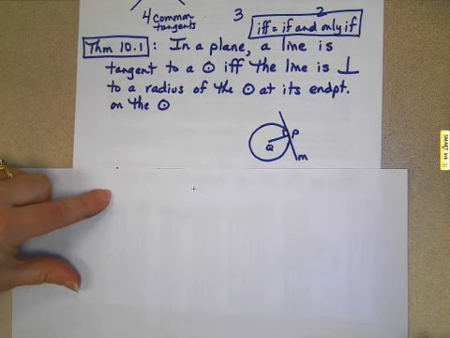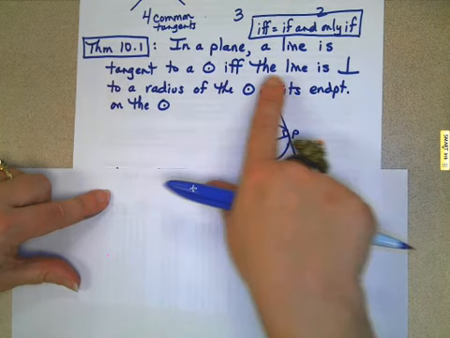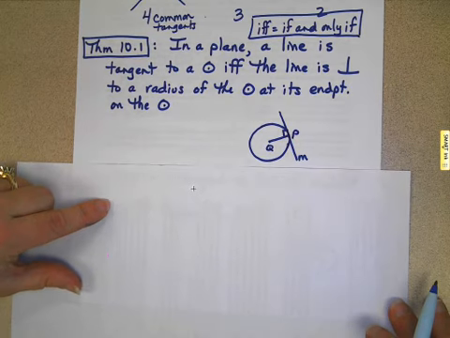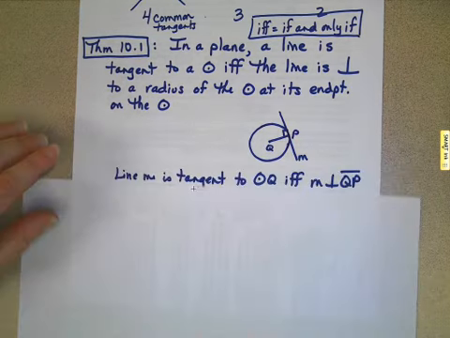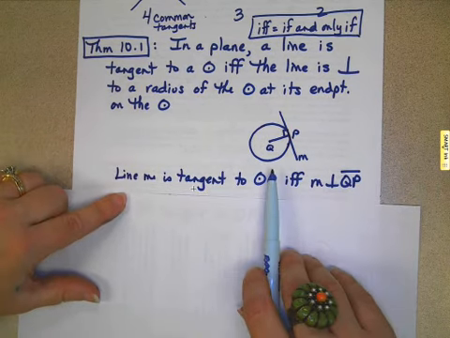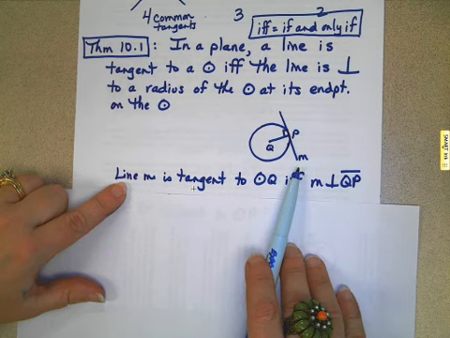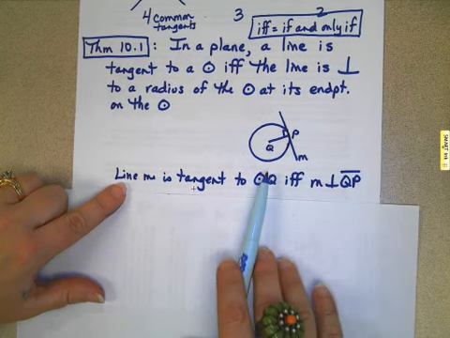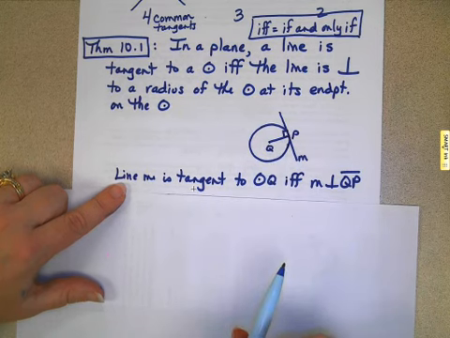In a plane, a line is tangent to a circle if and only if the line is perpendicular to a radius of the circle at its endpoint on the circle. So in this case, you could be given that line M is tangent, and if it's tangent, you know that this is a right angle here. Or you could prove, well, I can clearly see it's a radius, which, by the way, you can assume a radius.